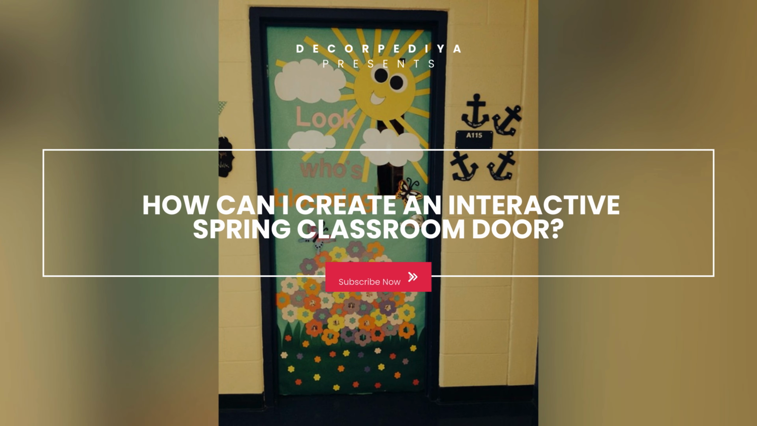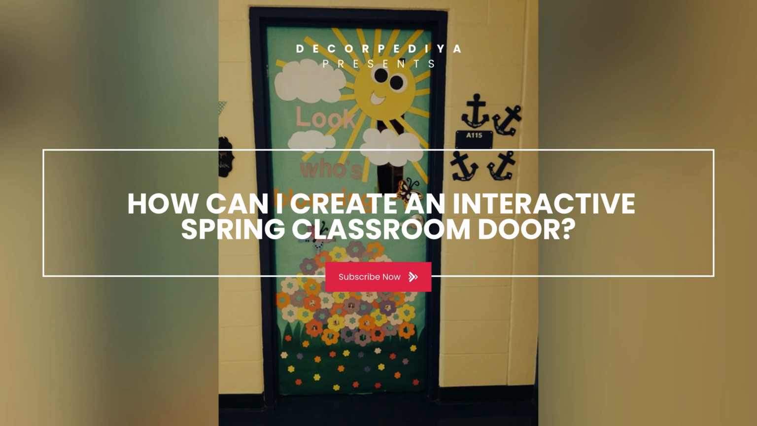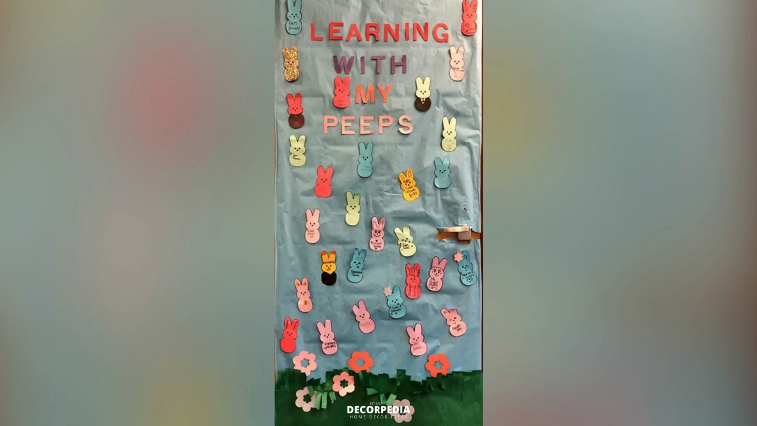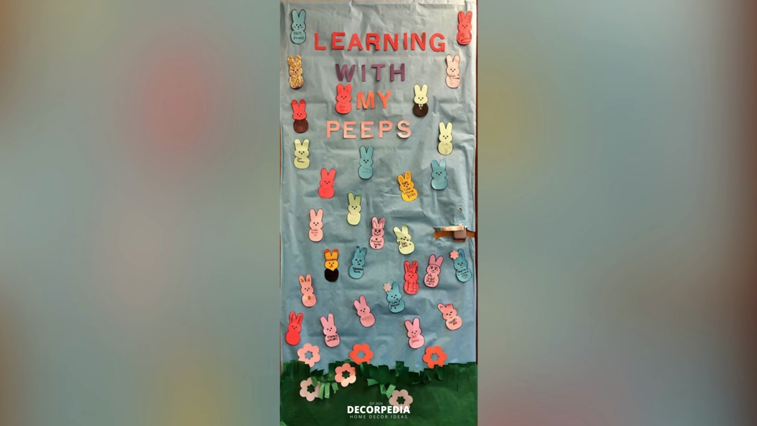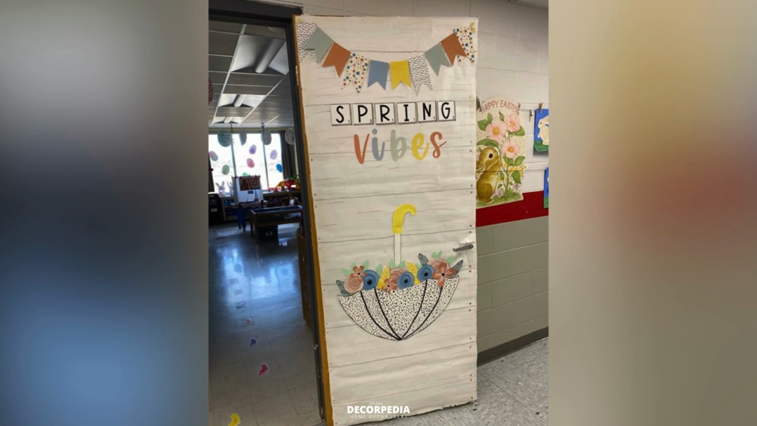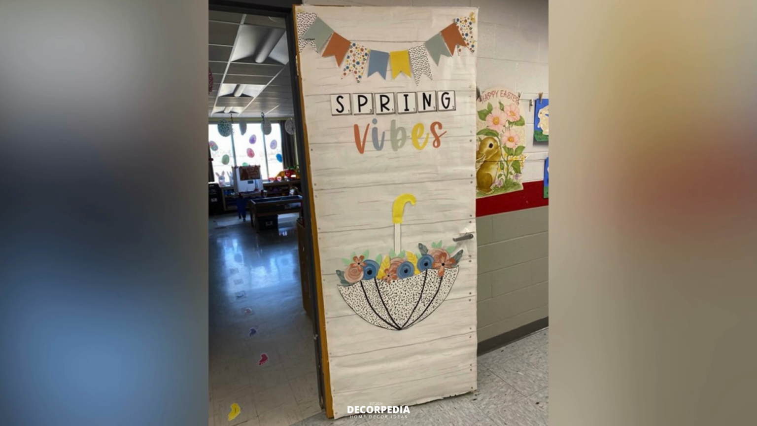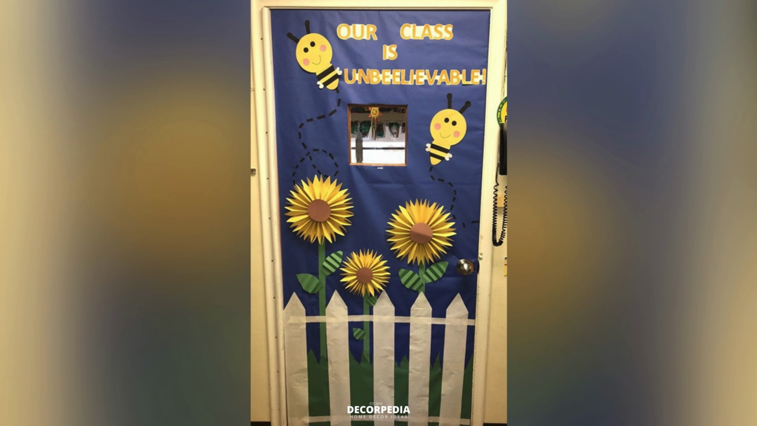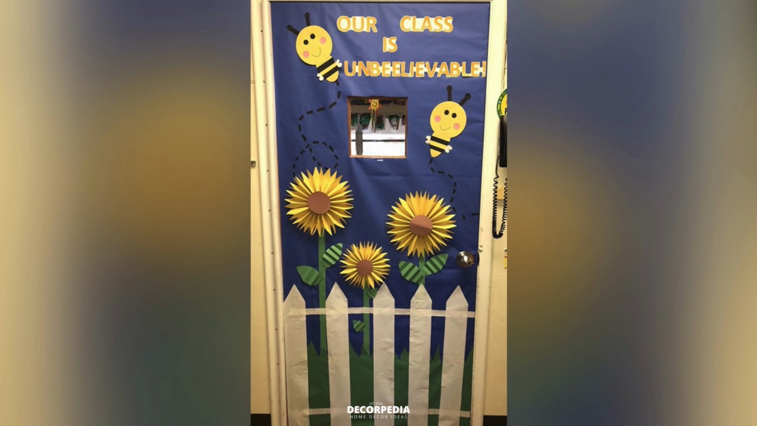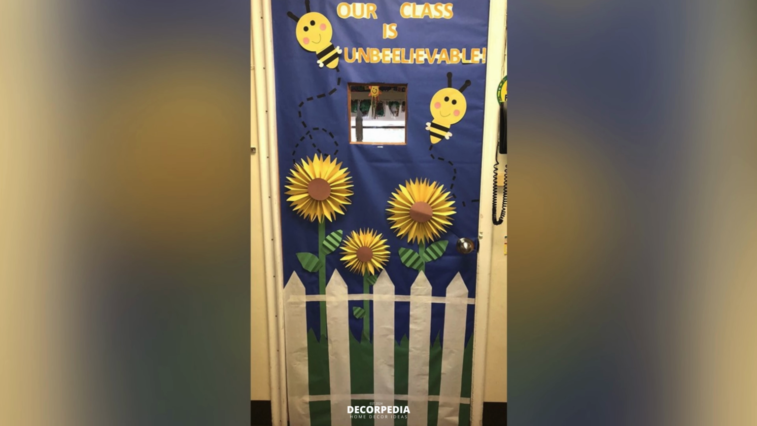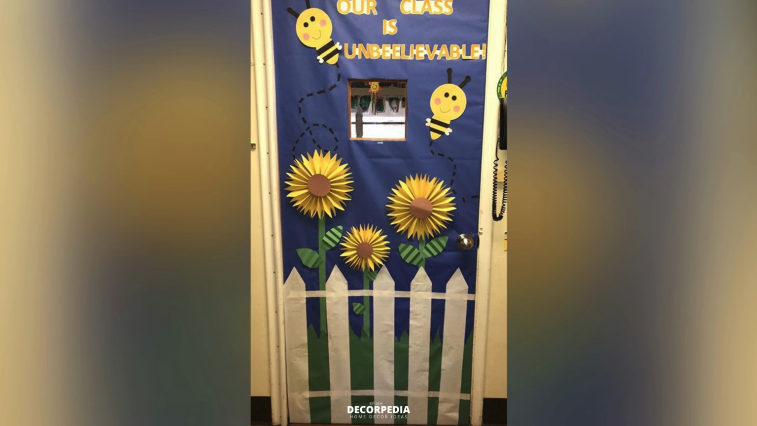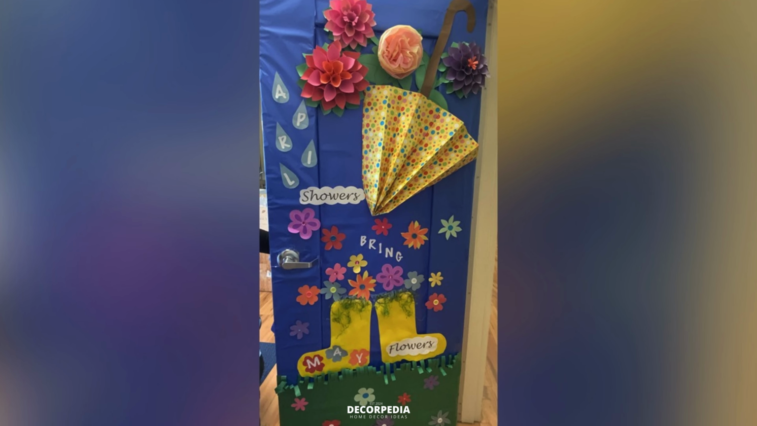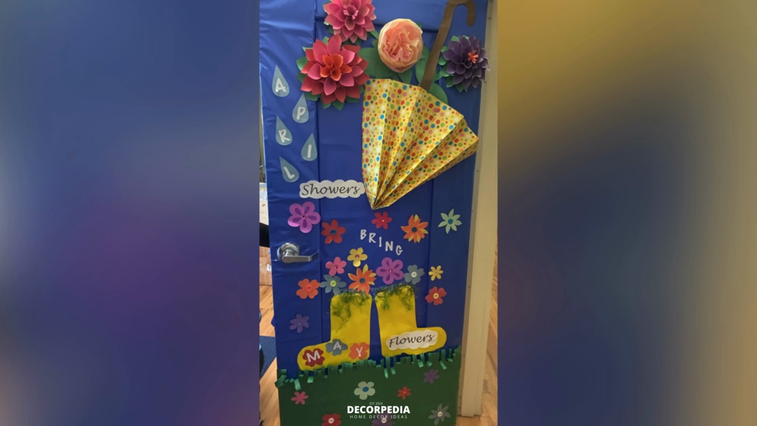How can I create an interactive spring classroom door? An interactive classroom door makes learning fun and encourages student engagement. One creative idea is a Bloom Where You Are Planted board, where each student writes their name or a positive message on a flower and adds it to a growing classroom garden. Another fun interactive option is a Spring into Learning door, where students attach book recommendations, vocabulary words, or spring-themed facts to flowers, raindrops, or leaves.